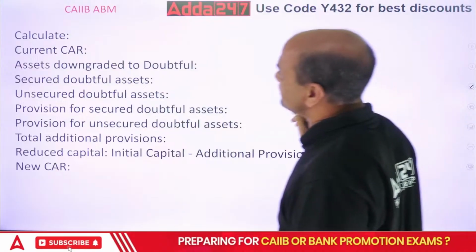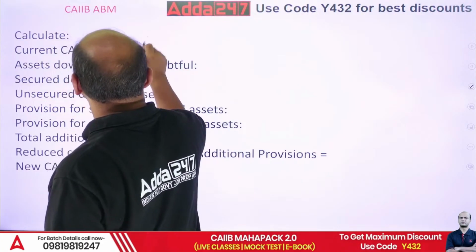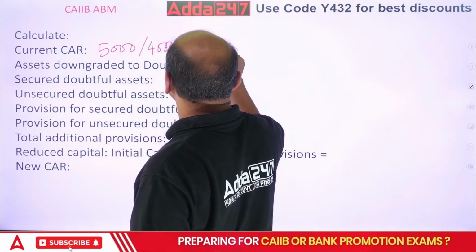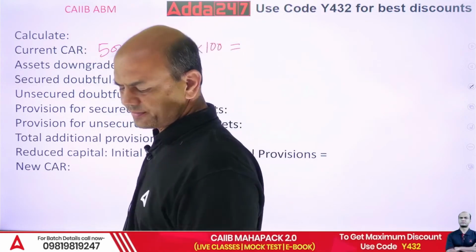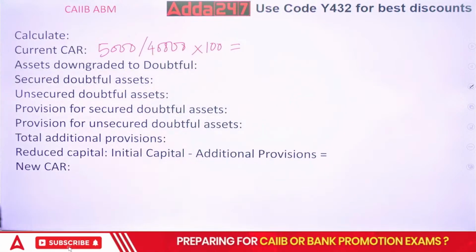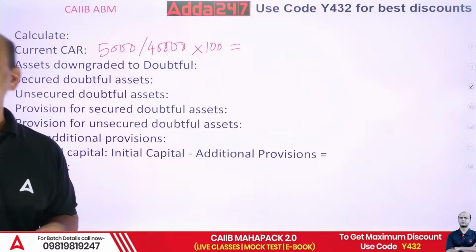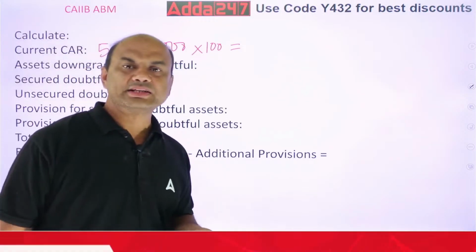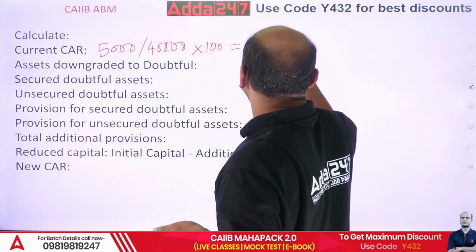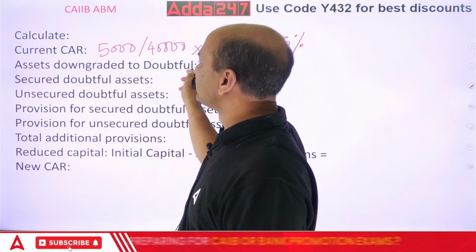5,000 upon 40,000, and of course into 100 you have to do it later. What is the answer? Everyone try this on the calculator: 5 upon 40, into 100. Are you getting it? 12.5%.